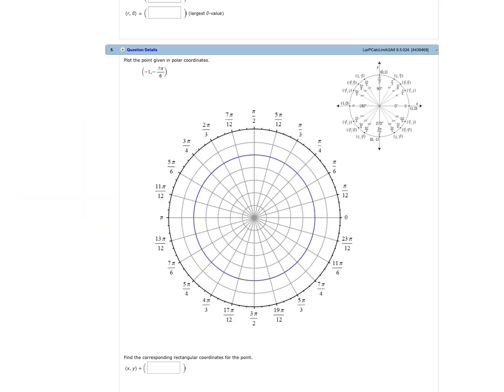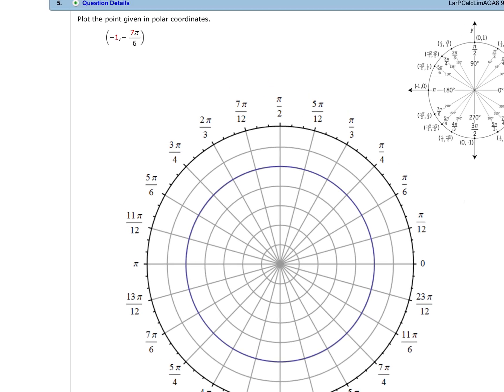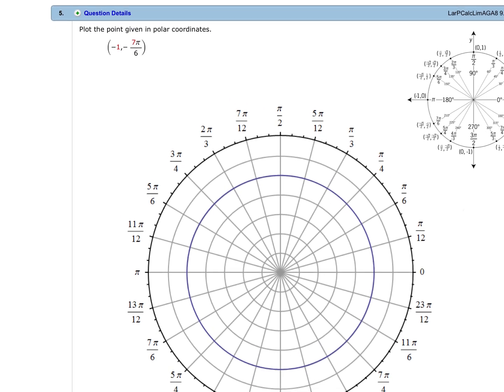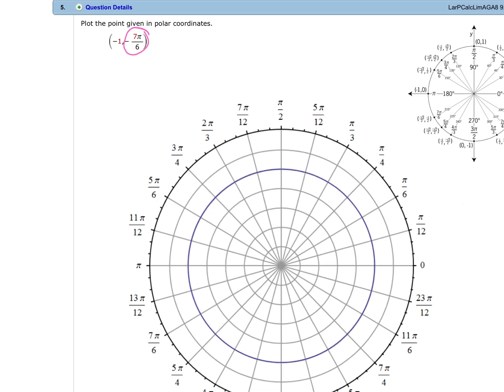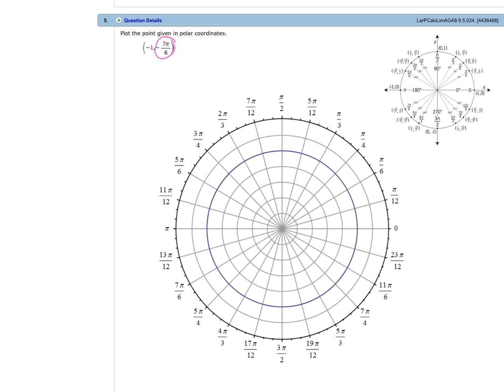For the next question, we want to plot the point and convert to rectangular. So let's find out where negative 7 pi over 6 is. We could either count to where 7 pi over 6 is and then just go in the negative direction that many, or we could just convert this to the positive coterminal angle.